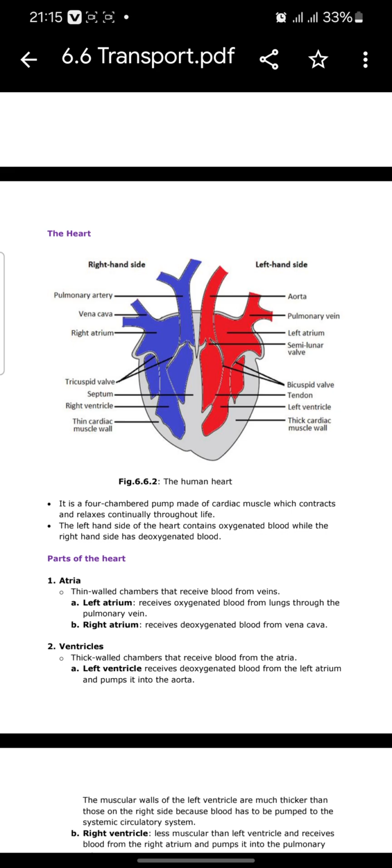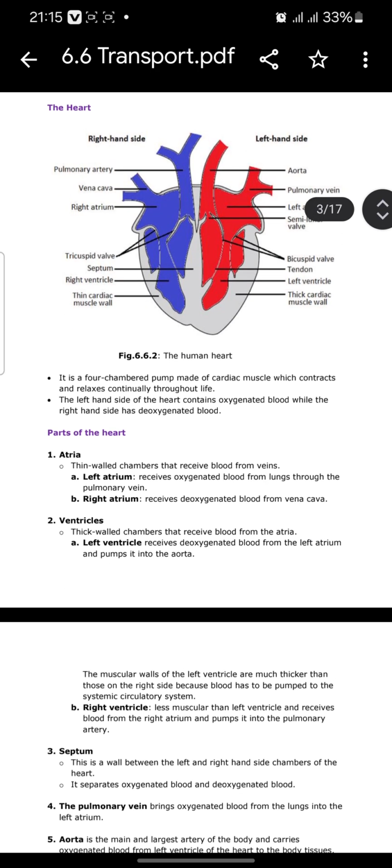So you will see that the left side has oxygenated blood from the lungs, which is laden with oxygen. Then ventricles, which we are talking about now, are thick walled chambers that receive blood from the atria. So there is the left ventricle, which receives oxygenated blood from the left atrium, right?